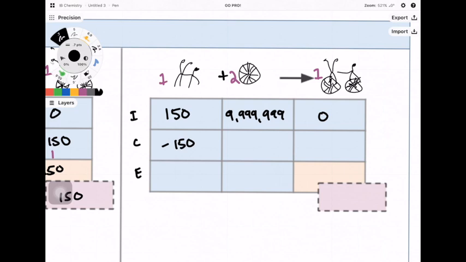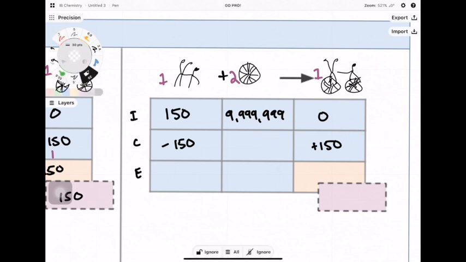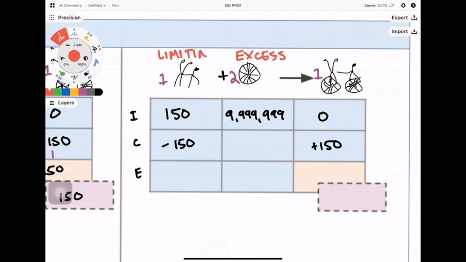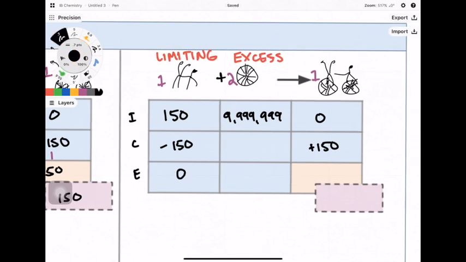9,999,999 wheels. And so hopefully you can see that if we were to use up all of the wheels, we wouldn't have enough frames. So using up 500,000 wheels would not be feasible because I only have 150 frames. And so in this case, the wheels are known as the excess reagent because there's more than enough to produce how many products we're going to produce, whereas the frames are known as the limiting reagent, the reagent that's used up at the end of the reaction.